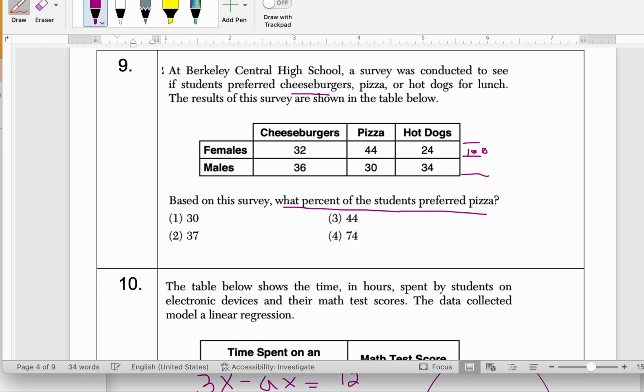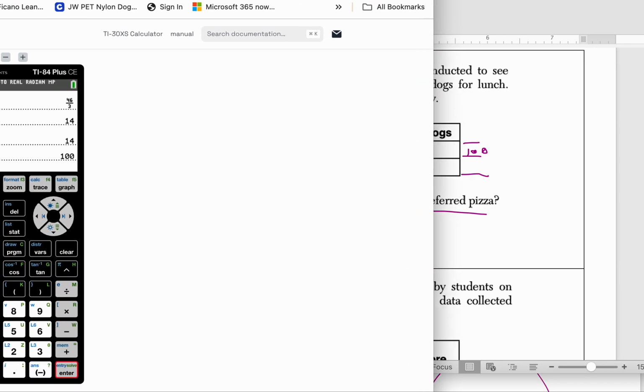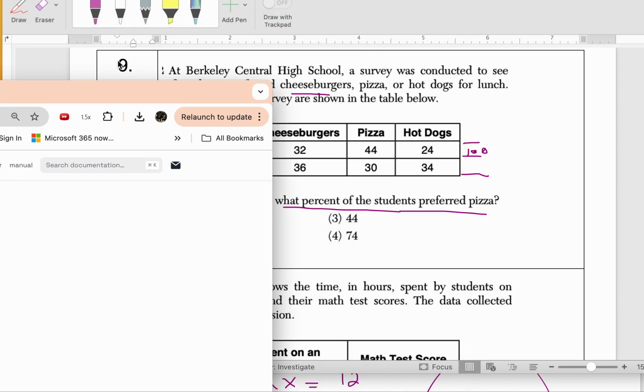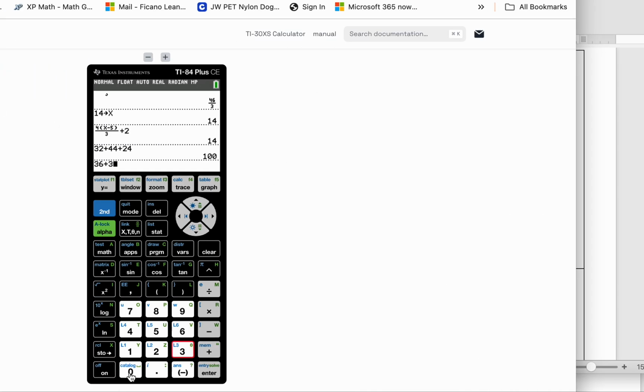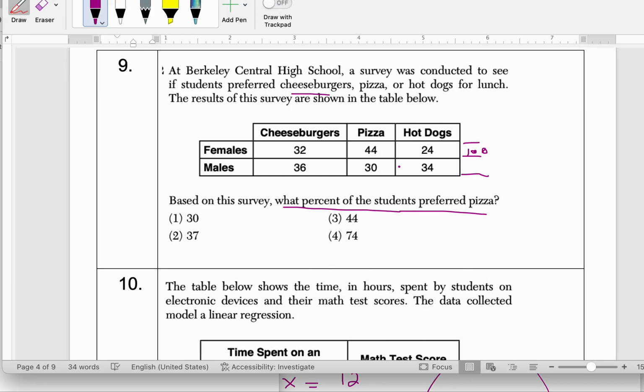There's all different ways you could have done this. You're just adding all the numbers together. I just did it in rows because it's easier. Okay, 36 plus 30 plus 34. And that equals 100. So essentially, right, 100 plus 100 is 200. So our total is 200.